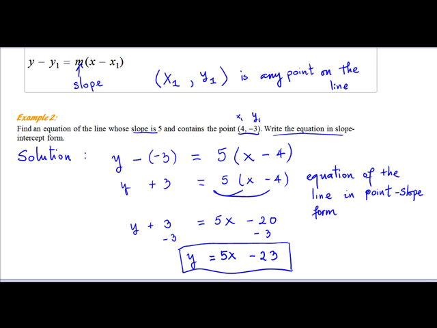Now this is our answer. They asked us to write the equation in the slope-intercept form, so this is our answer. This is the equation.